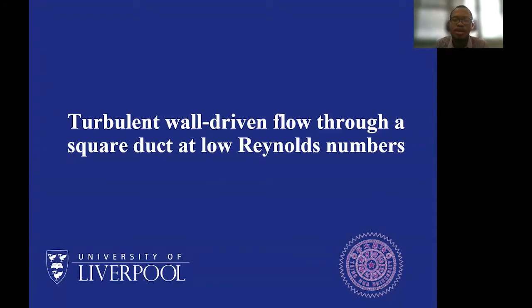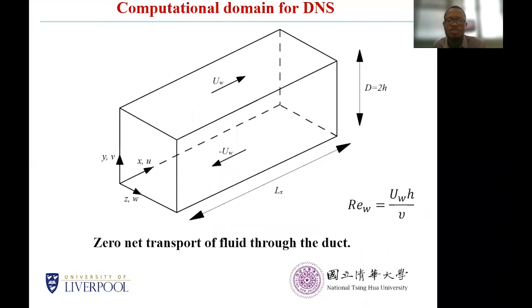This next part of my talk will be focused on the turbulent flow in a square duct, which is driven by wall motion. We'll be carrying out direct numerical simulations at low Reynolds numbers. The geometry we are considering is square ducts, like I've said earlier on. And here we have motion of the wall, both at the top and at the bottom. The two walls are moving at the same speed, but in opposite directions. And this results in a zero net transport of fluid through the ducts.